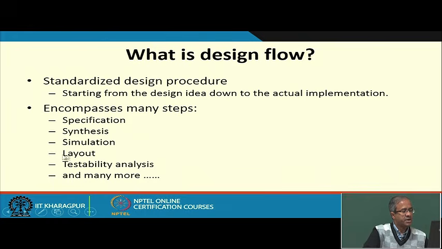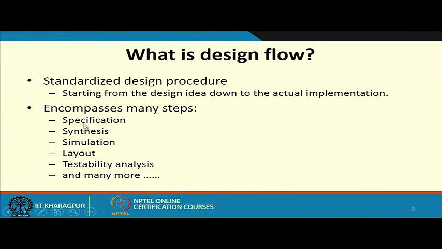Then finally, we go down to the layout, which is now quite ready for fabrication, but of course, in the process we also carry out testability analysis, because whatever we design, there can be manufacturing defects, and after fabrication each and every device has to be subjected to elaborate testing before it can go to the market. And there are many other steps. This is a very simplified design flow, with a few of the steps shown.